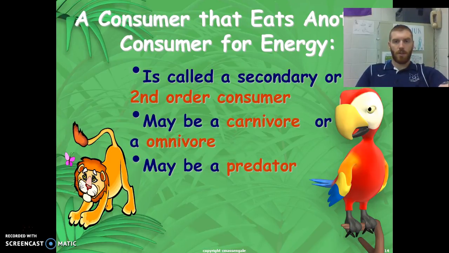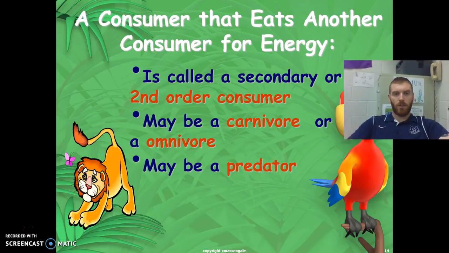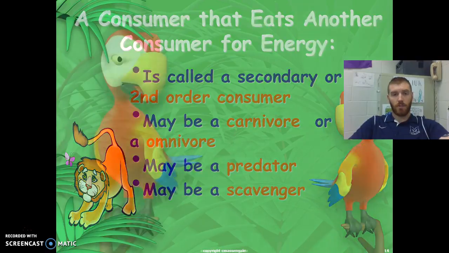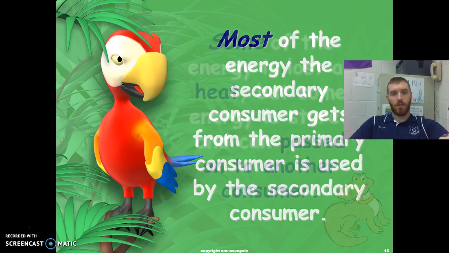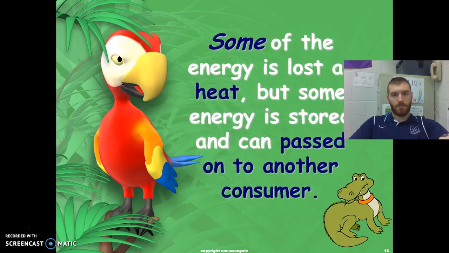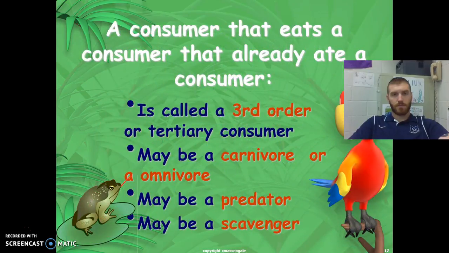Okay, let's see some more things here. A consumer that eats another consumer for energy is generally called a second order consumer, or it may be a carnivore, an omnivore. Most of the time it is a predator. It could also be a scavenger though. And we see that most of the energy is used by this organism. Some will be stored, some will be released as heat. Okay, again, we'll move up. We can call it a third order or a tertiary consumer, and it could also be all of these things again.